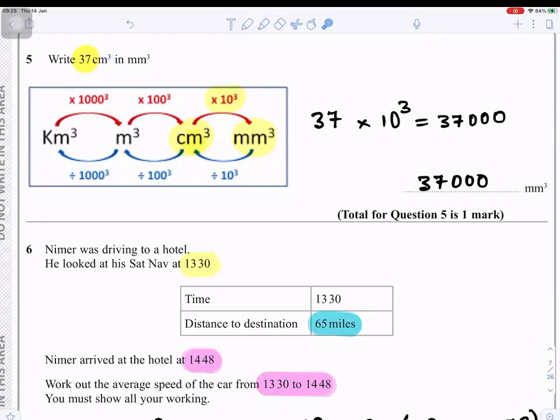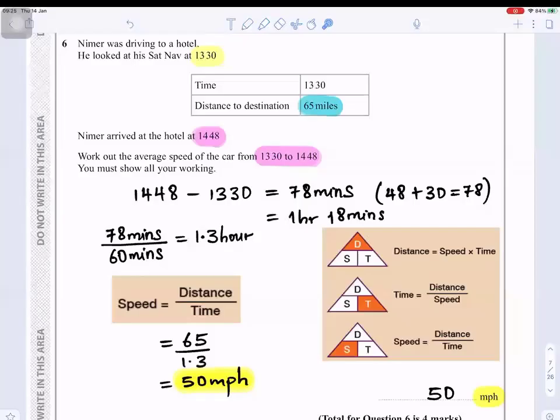Question number 6. Nima was driving to a hotel. He looked at his sat-nav at 13:30. So time 13:30, distance to destination 65 miles. Nima arrived at the hotel at 14:48. Work out the average speed of the car from 13:30 to 14:48. You must show all your working.